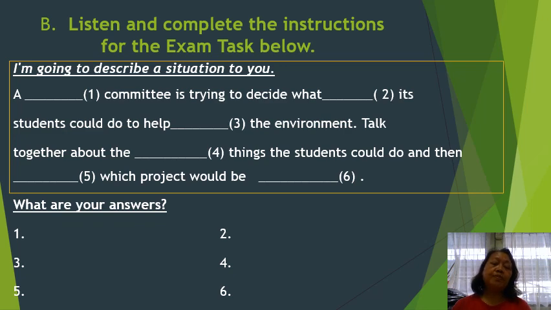Again, a school committee is trying to decide what project its students could do to help protect the environment. Talk together about the different things the students could do and then decide which project would be best. Have you got the words? Do you understand the instructions? Okay. So, what are your answers?